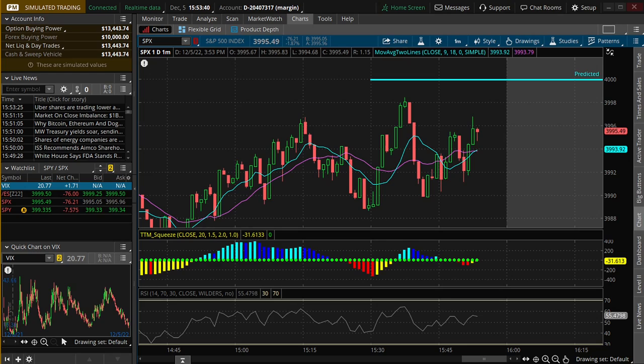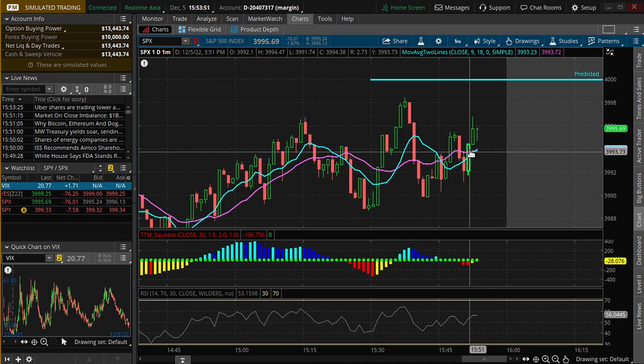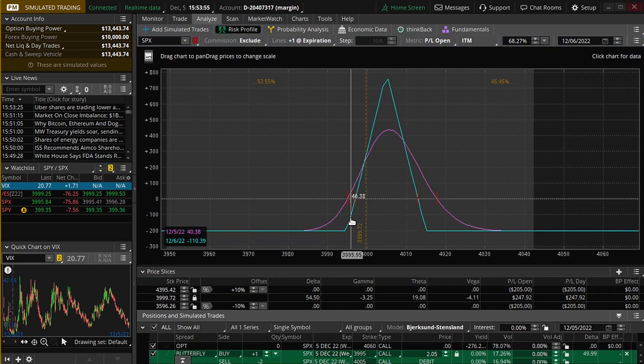Hey everybody, this is Brian, and we're going to do a simulated trade, but this is real time. So it is December 5th, 2022 at 3:53 Eastern Standard Time. Here's our predicted mark, and it's going to go up to this. We have a butterfly in simulation, and you can see how this blue line is at end of day, the magenta line is the profit curve, and it is now starting to go into profit.